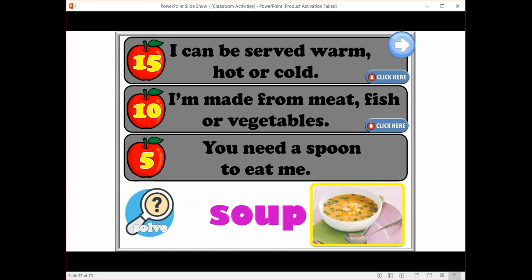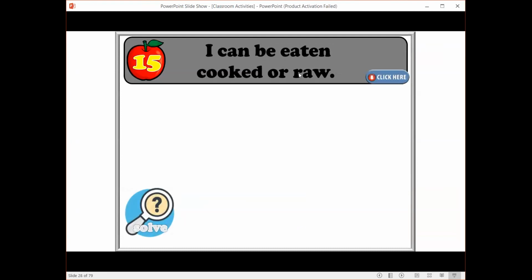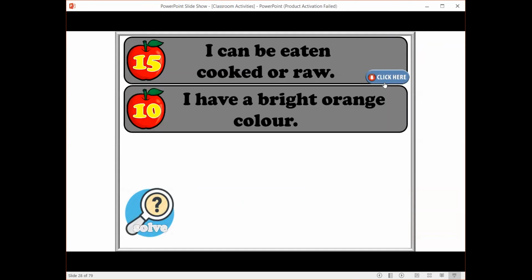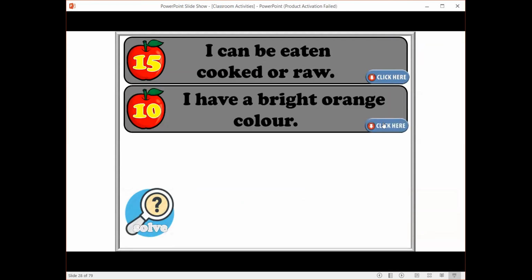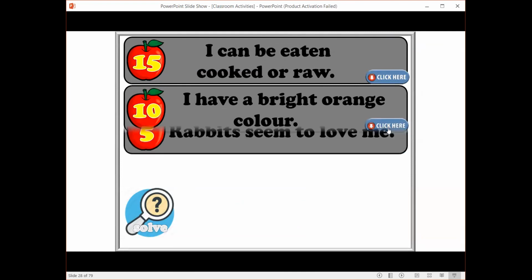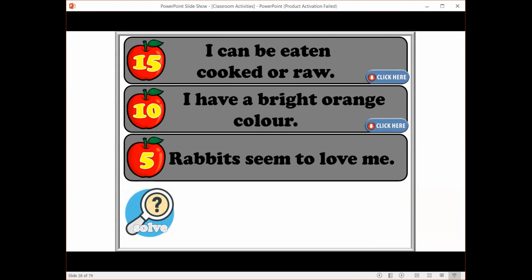Okay, the next one. I can be eaten cooked or raw. And the next one. I have a bright orange color. Carrots. Rabbits seem to love me. That's right. Excellent. Carrots.